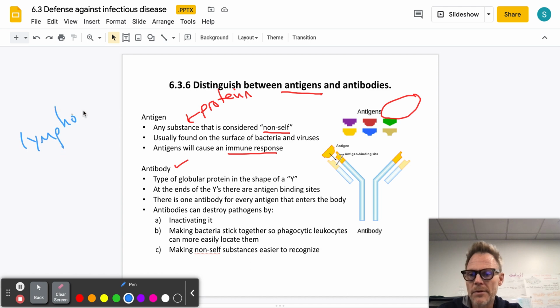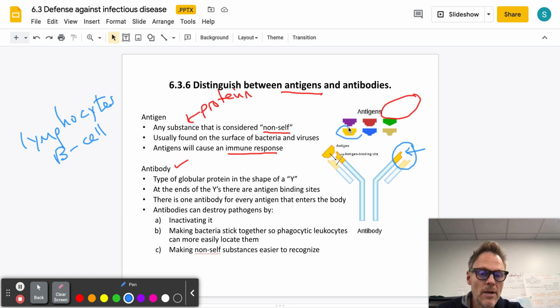These are cells found in your lymph nodes. And specifically, the type of lymphocyte is called a B cell. So these B cells will make these antibodies. They are, as we mentioned, similar to antigens. They're also proteins, and they're globular. They're made of 1, 2, 3, 4 chains of polypeptides, and at the end of them, there's a binding site. This binding site is specific for each type of antigen. So every time you're infected, you make a different antibody for that infection.